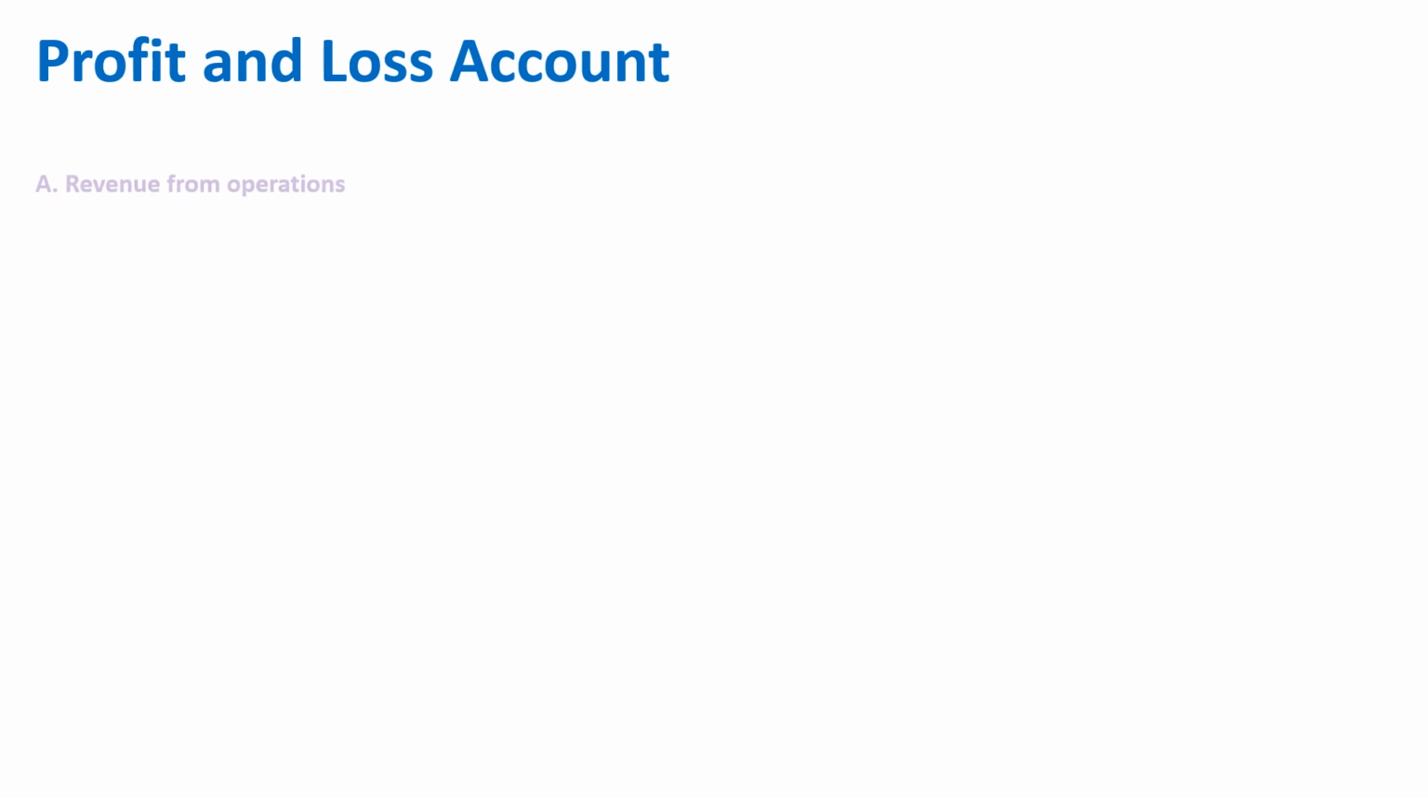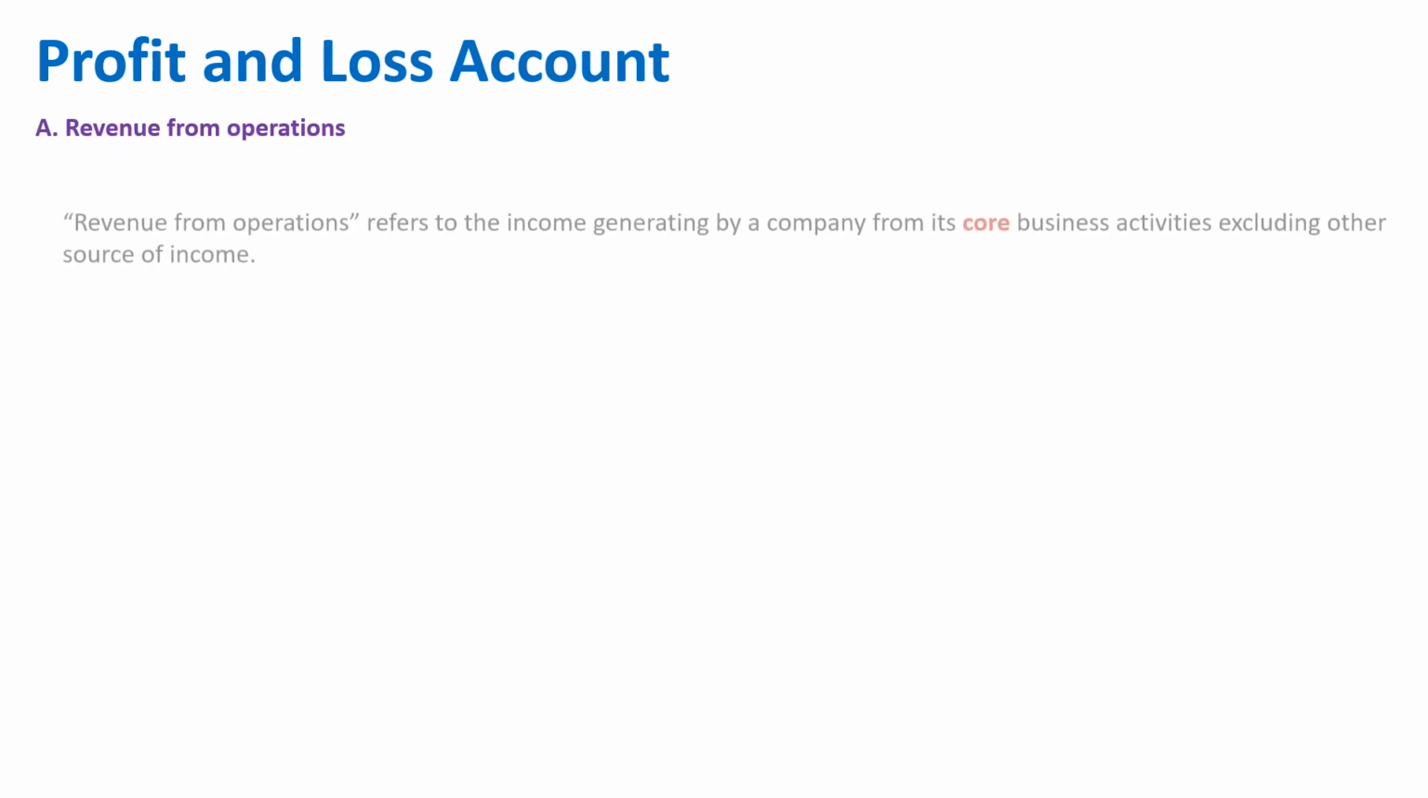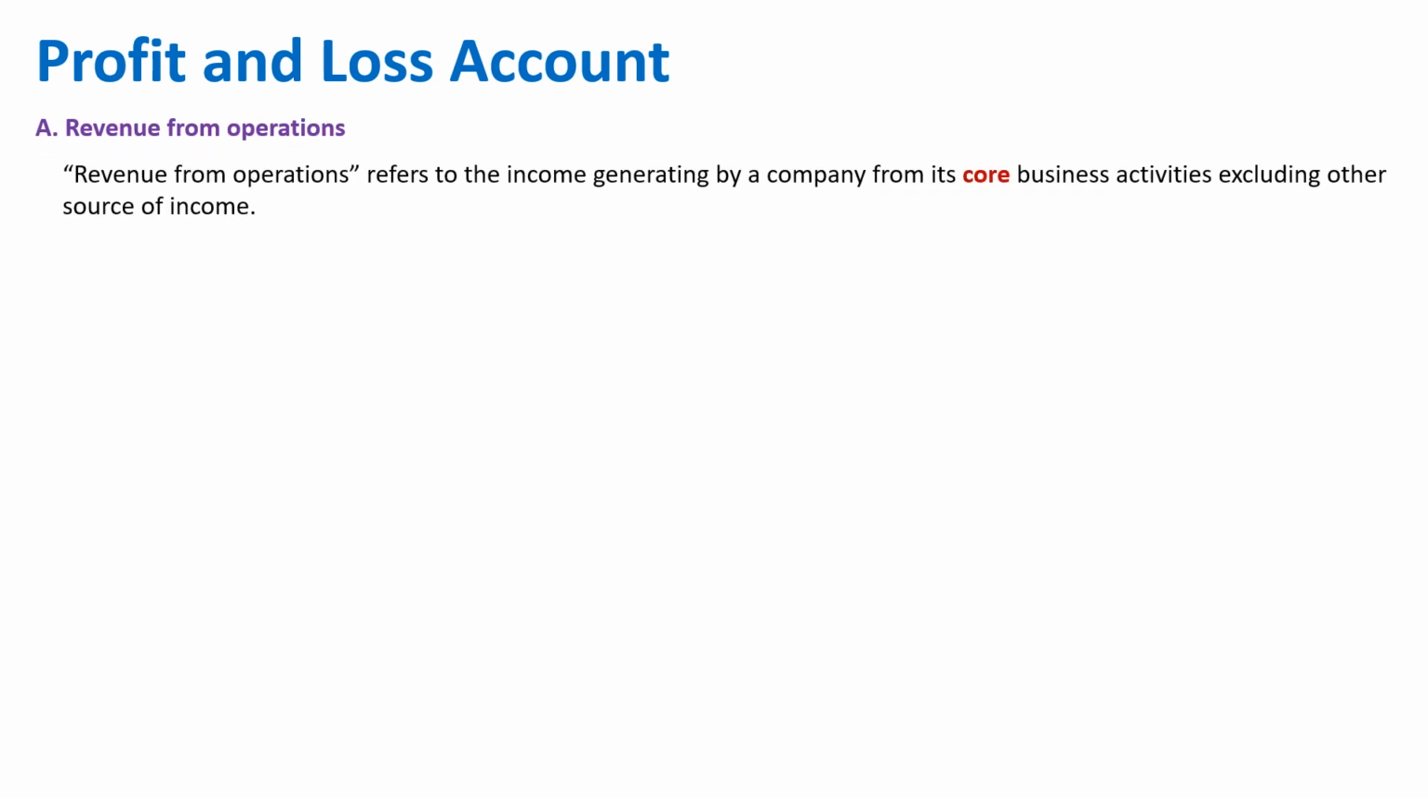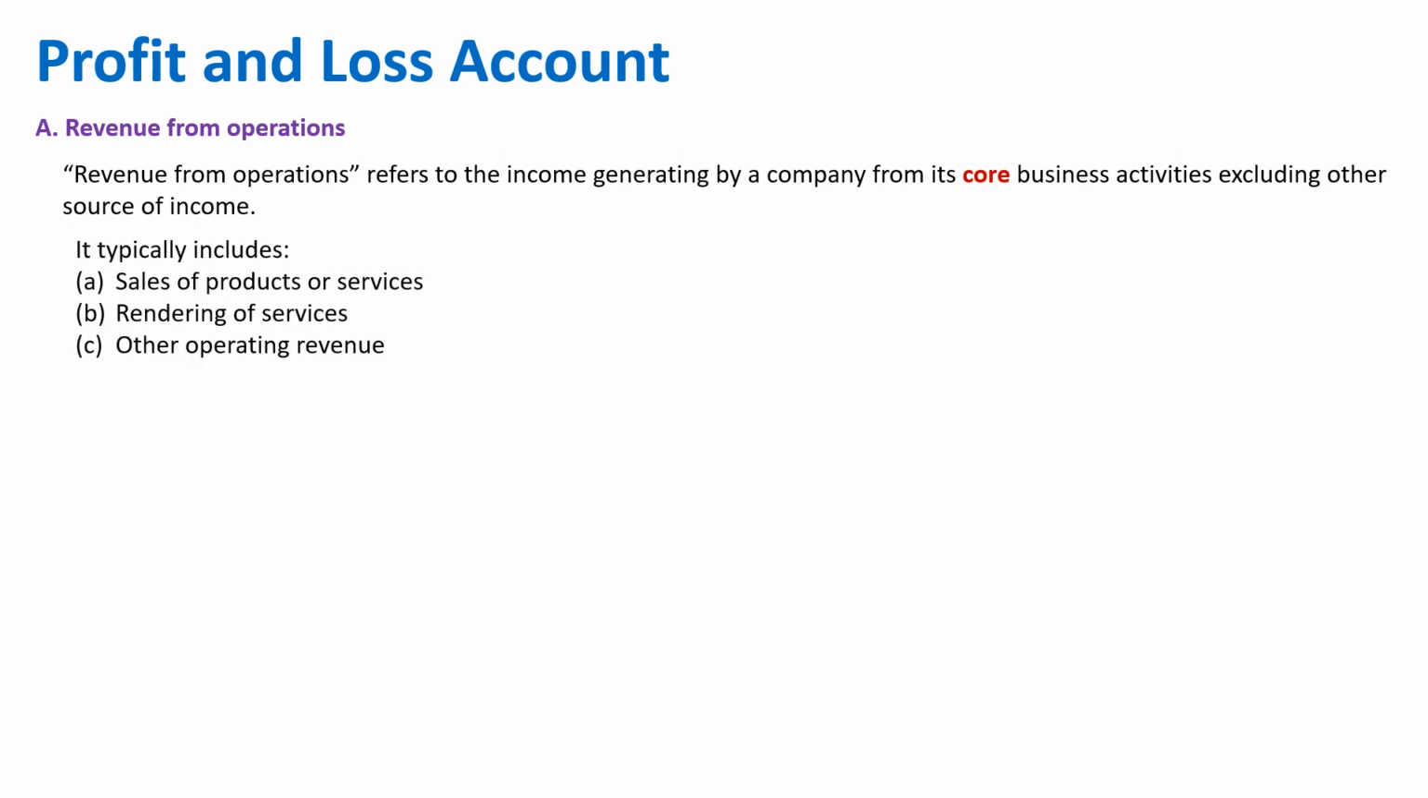So let's start with the first one, revenue from operations. Revenue from operations refers to the income generated by a company from its core business activities, excluding other sources of income. That means if it is a manufacturing company, then whatever they manufacture and sell in the market will be revenue from operations. If it is a trading company, then whatever they buy and sell in the market will be the main core business activity, right? So what it typically includes: sale of products or services, rendering of services, other operating revenue.